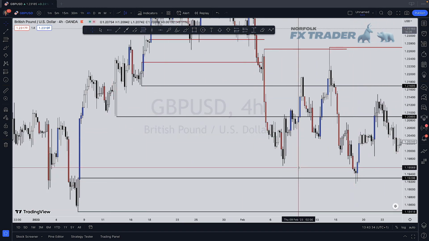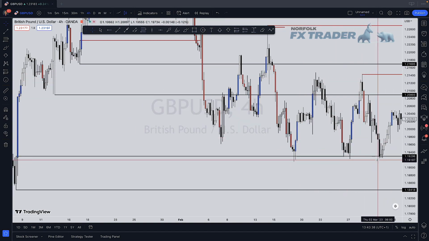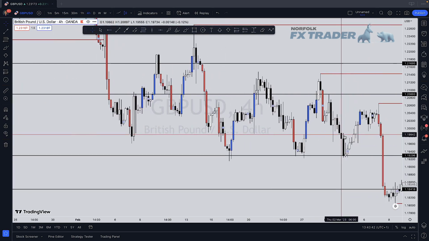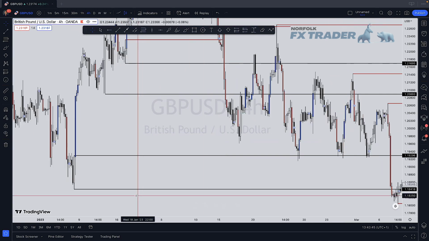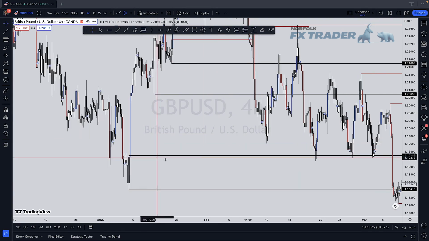Okay, where's the next level? Once we close through this level, we bounce off it again. We bounce off right there. We nearly close through. See forward, and there's the close through, and we go for that low of the range. That's why it's important to understand where your trading range is.